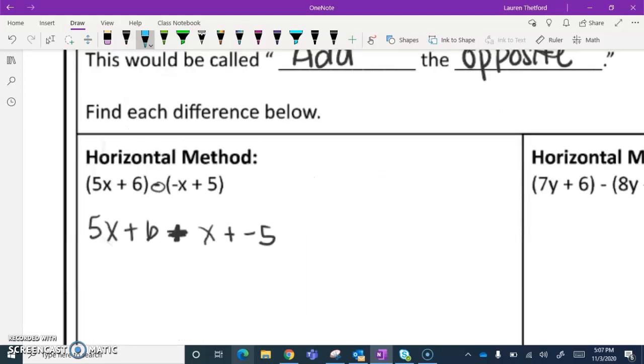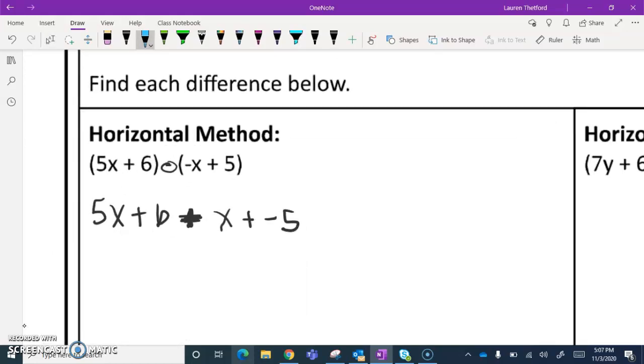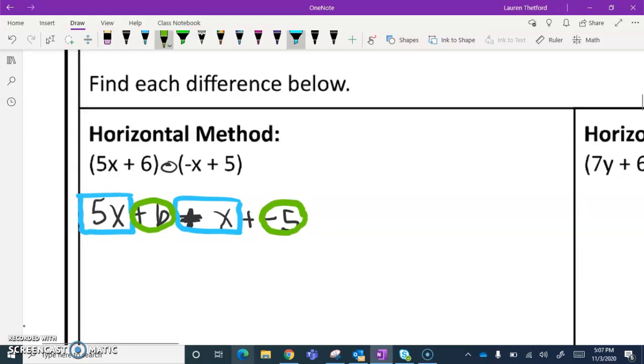I'm going to zoom in a little bit. We have to box and circle everything with a variable and the sign in front of it. So we have a 5x and an x, and then, let's use this color, we have a positive 6 and a negative 5. So we have 5x plus x, which is just a 1x, and 5x plus 1x is 6x.